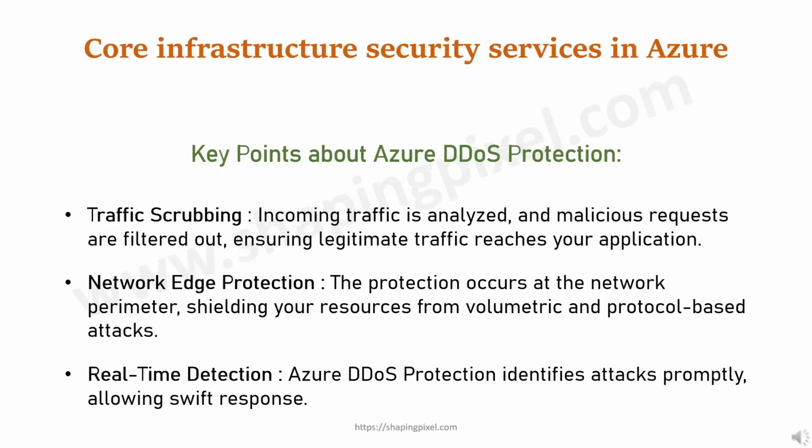Key points about Azure DDoS protection. Traffic scrubbing. Incoming traffic is analyzed and malicious requests are filtered out, ensuring legitimate traffic reaches your application. Network edge protection. The protection occurs at the network perimeter, shielding your resources from volumetric and protocol-based attacks. Real-time detection. Azure DDoS protection identifies attacks promptly, allowing swift response.